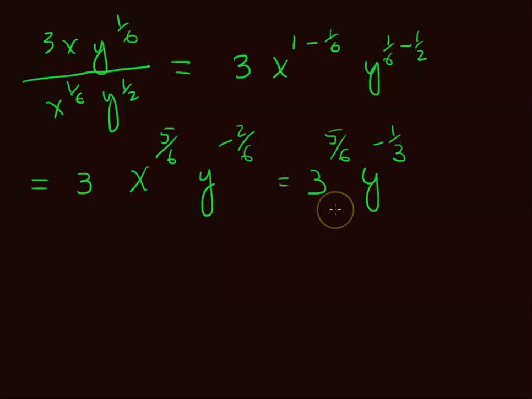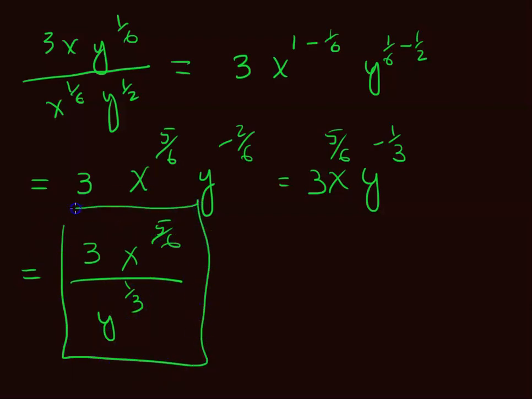But they'll probably say, and I will probably say on a test, make sure all your exponents are positive. So instead of a negative exponent there, we're going to write this as 3 in the numerator. Oh, this should be an x here. X to the 5/6 over y to the 1/3. And that's what I'm going to want to see as a final answer. All your exponents positive. Does that make sense?